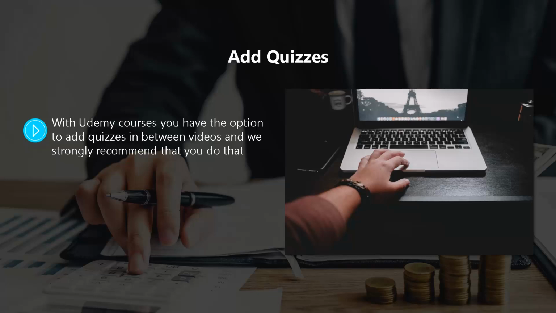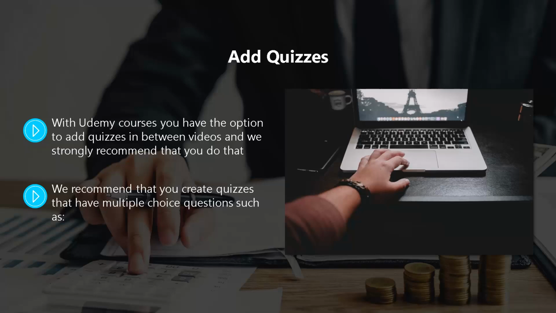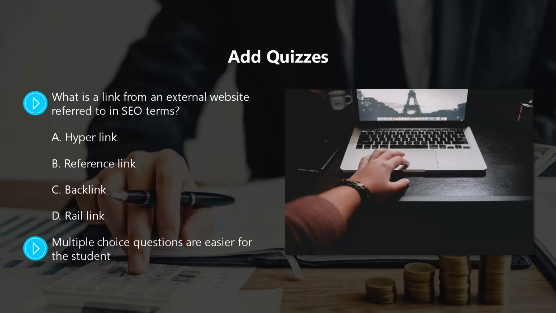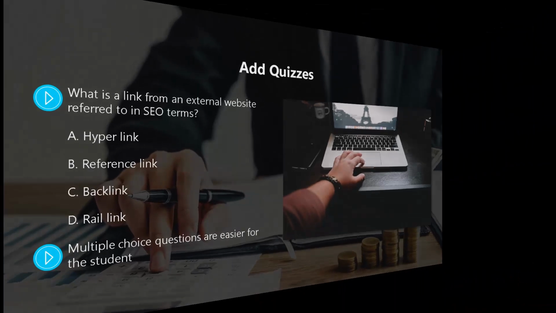When a student participates in a quiz, it is a great way to make an assessment of how well they are doing. We recommend that you create quizzes that have multiple choice questions, such as, what is a link from an external website referred to in SEO terms? A. Hyperlink. B. Reference link. C. Backlink. D. Rail link. Multiple choice questions are easier for the student. Make sure that you have answered all of the questions in the video so they can go back over it if they are not sure about something.